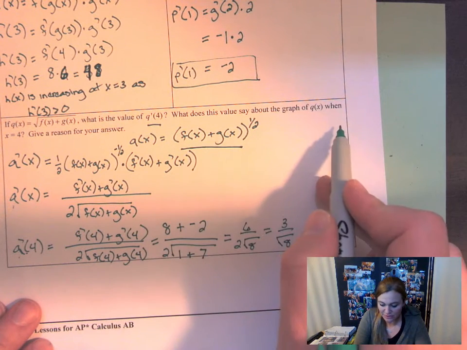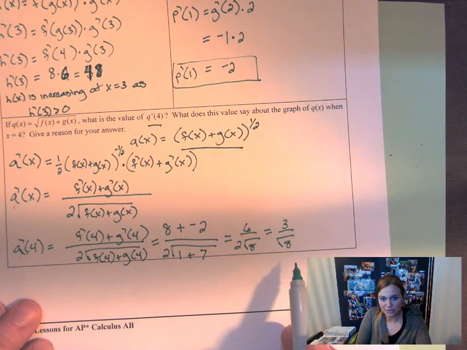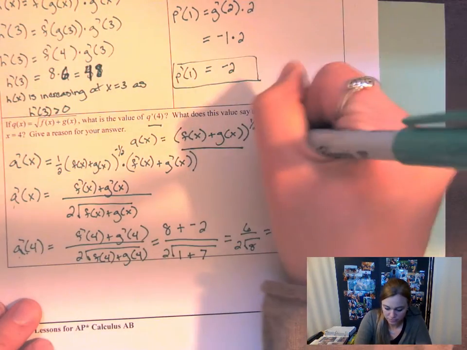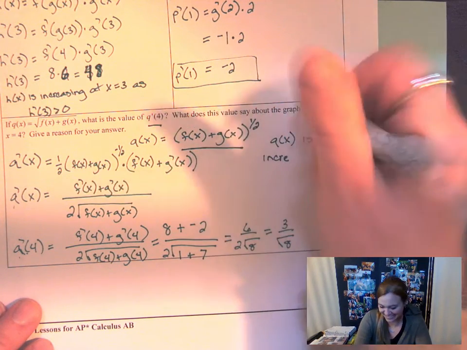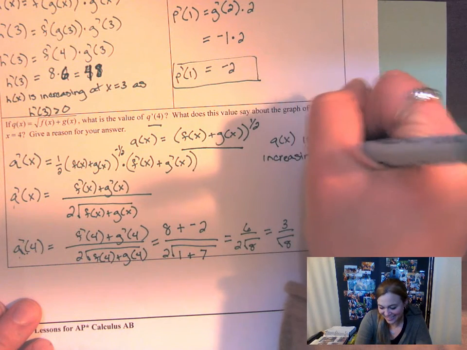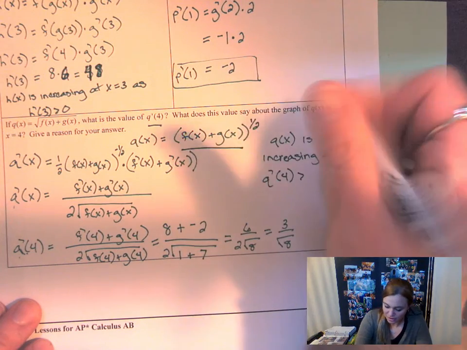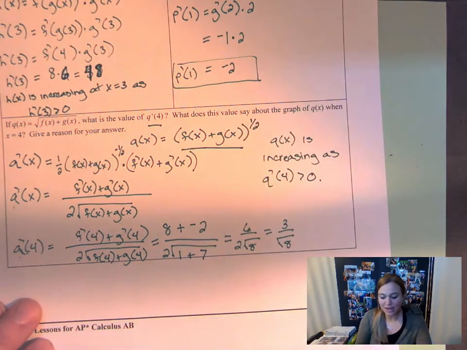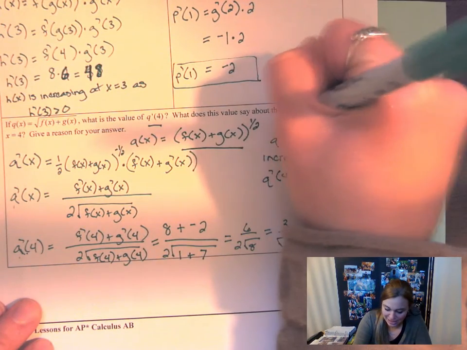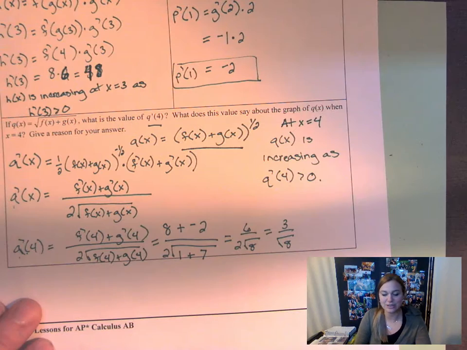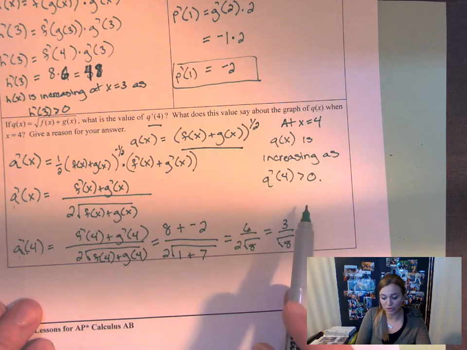And then it says, what does this value say about the graph of q of x when x equals 4? This is a positive number. So what does that say about q of x? Q of x is increasing as q prime of 4 is greater than 0. And I should say one more thing, because I can't just say increasing all over. I need to make sure that I say at x equals 4. So you could say q of x is increasing at x equals 4, or at x equals 4, q of x is increasing, and the reason is q prime of 4 is greater than 0.